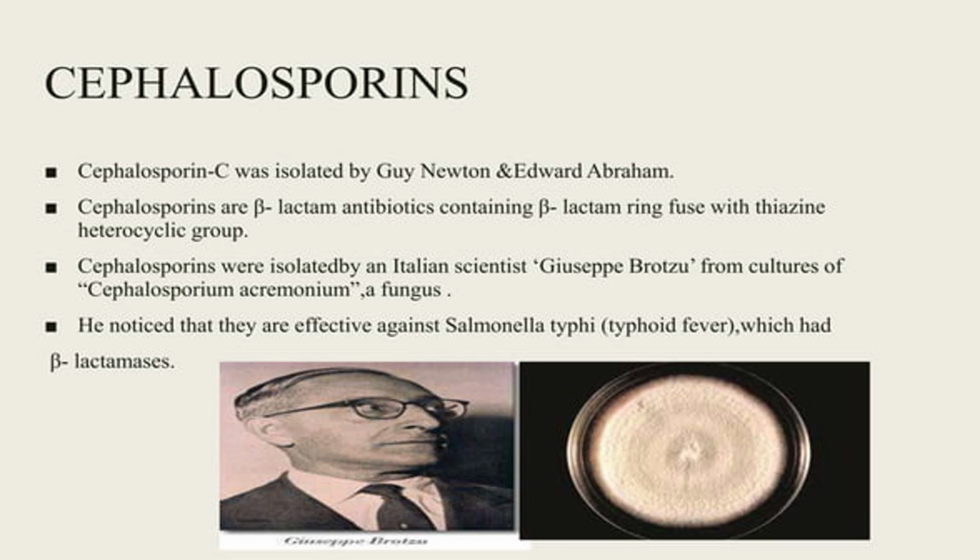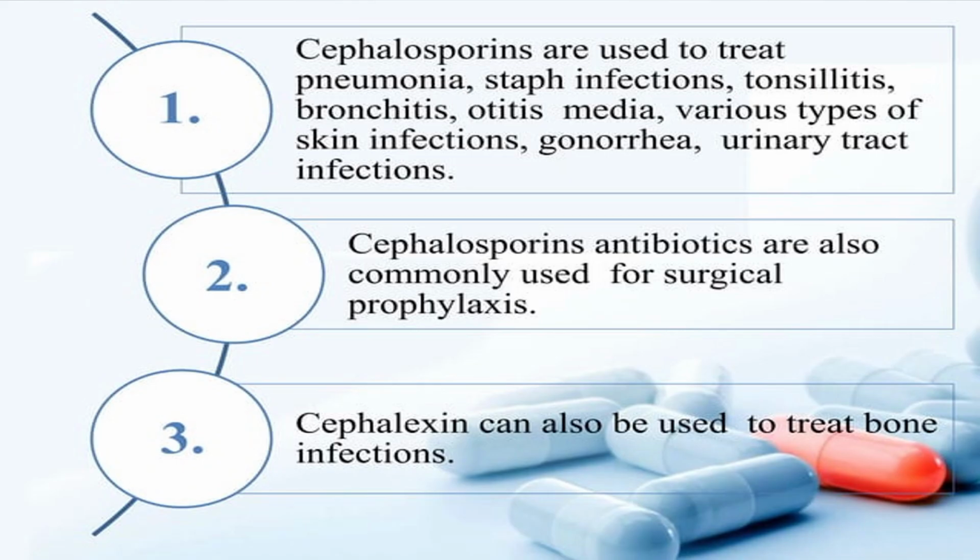So the name of this antibiotic, cephalosporin, is given from the derivative from which it is extracted or prepared, the cultures of Cephalosporium acremonium. He noticed that they are effective against infections of Salmonella typhi. That means we can use cephalosporin drugs against typhoid fever. So we can treat typhoid with a cephalosporin containing a beta-lactam ring in its structure.